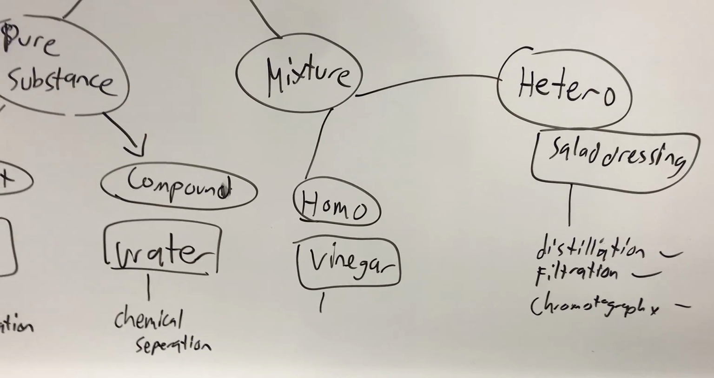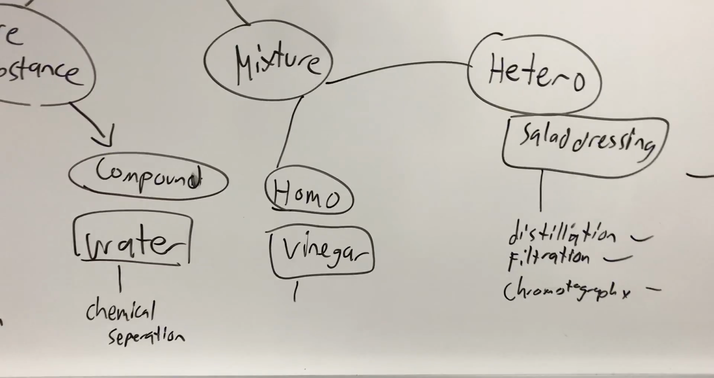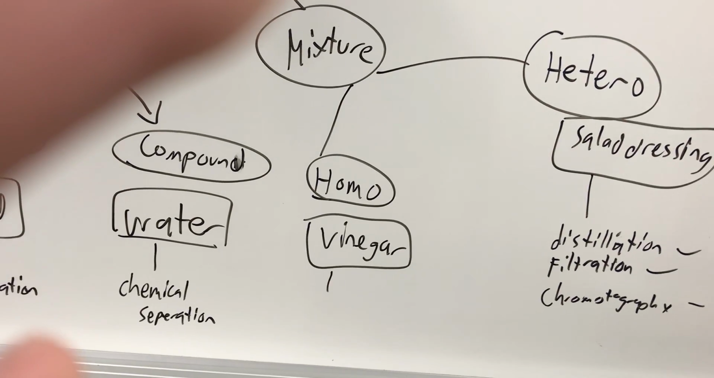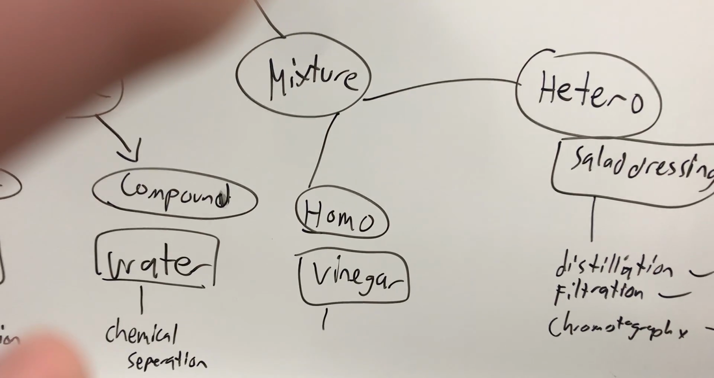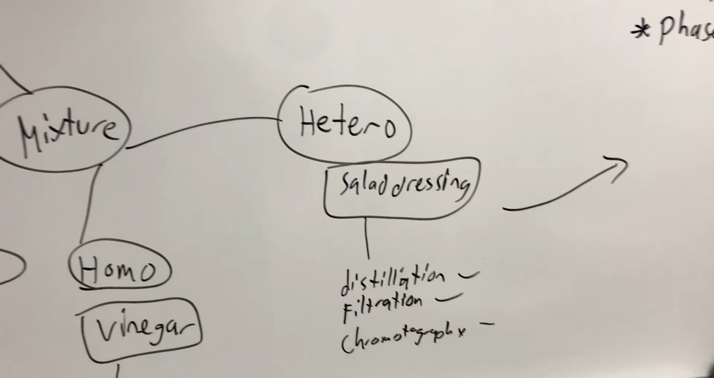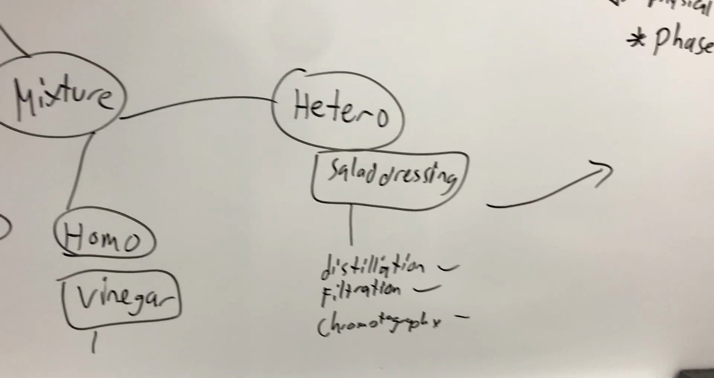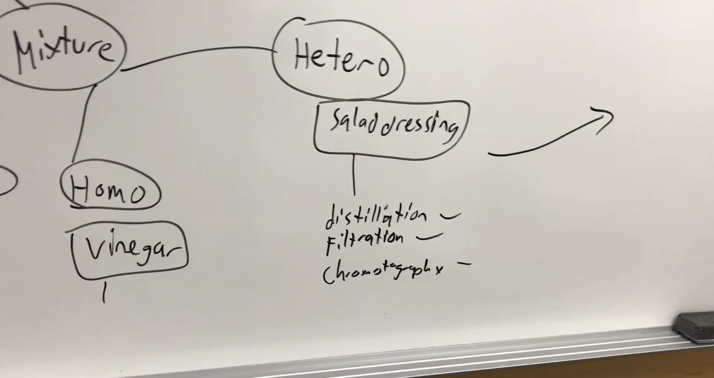You could probably separate that chemically, but it's all the same thing. For vinegar, for example, it's just the acid. And heterogeneous, though, it's salad dressing, which actually probably has some vinegar in it, and it can be separated.